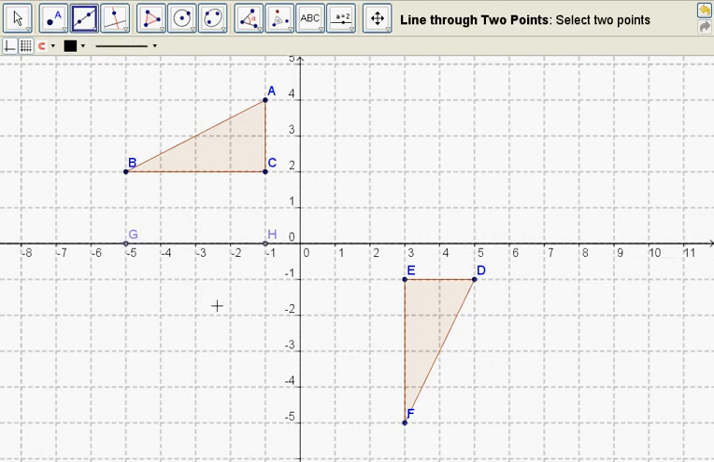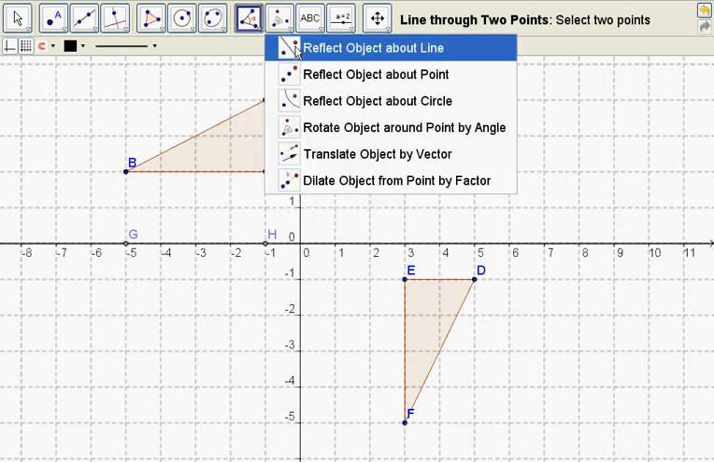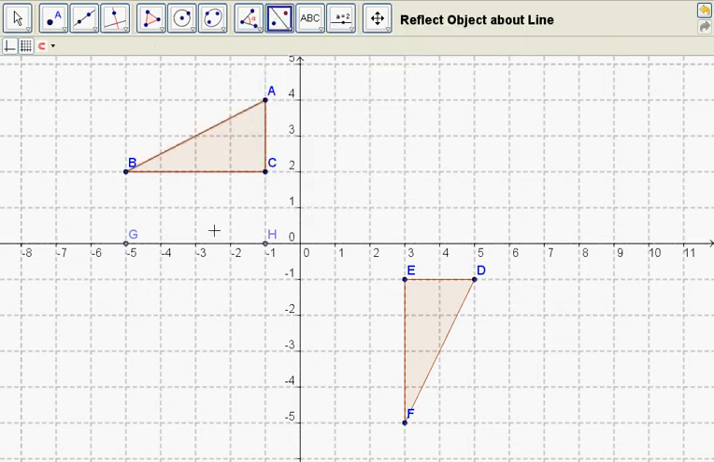I'm going to choose the x-axis, and I'm going to reflect this object over this line. Very good. And now we can see that if I were to turn this 90 degrees at this point, it's going to be oriented the same way as triangle DEF.